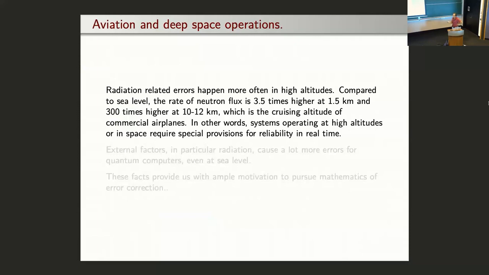Another fact is that radiation-related errors increase as you go to higher altitudes. In fact, compared to sea level, if you go up 10 to 12 kilometers high, the average neutron flux increases 300 times. This means that computers at higher altitudes experience more errors than at sea level.